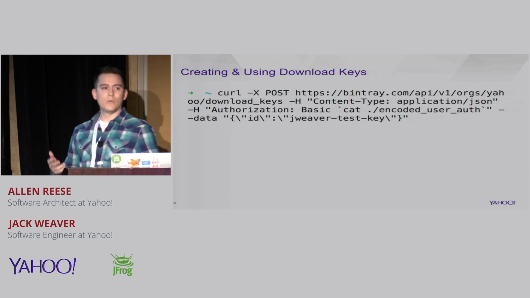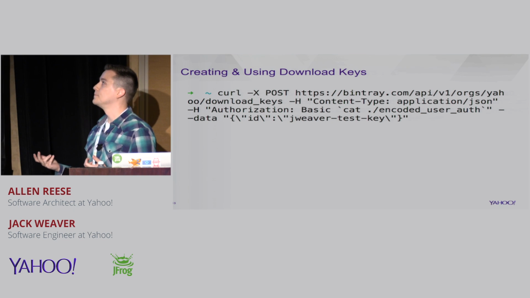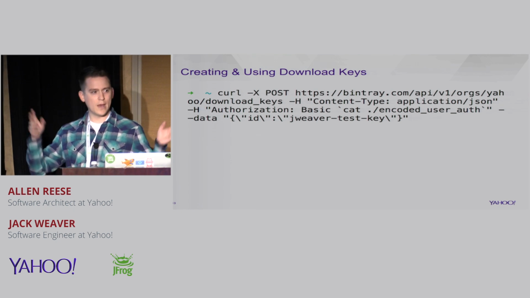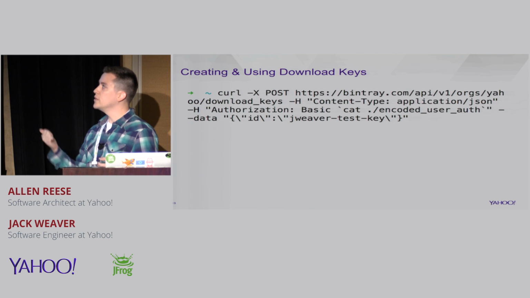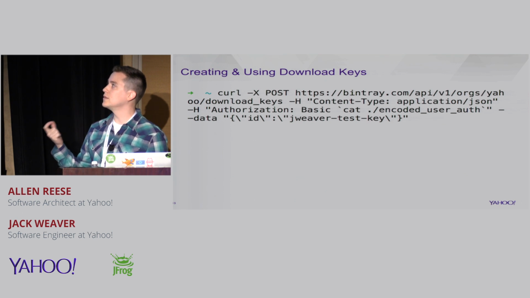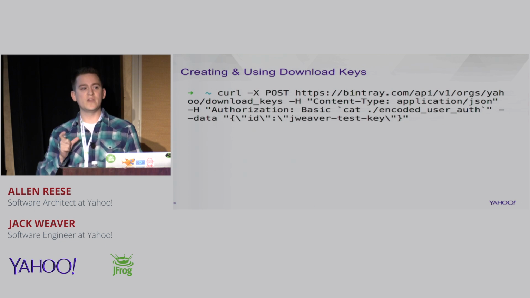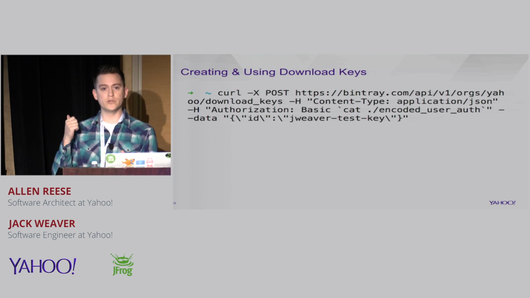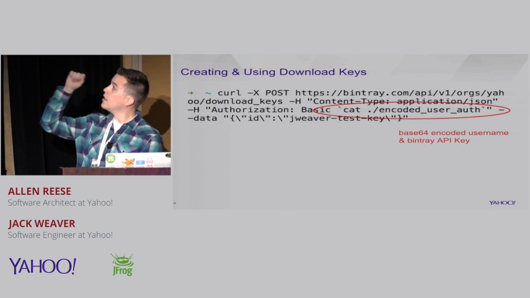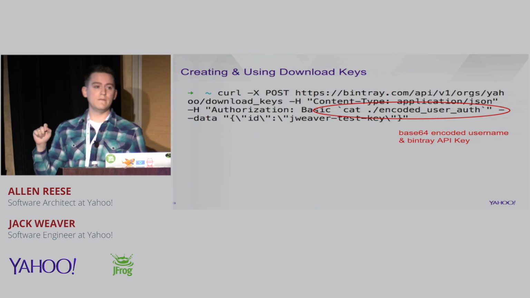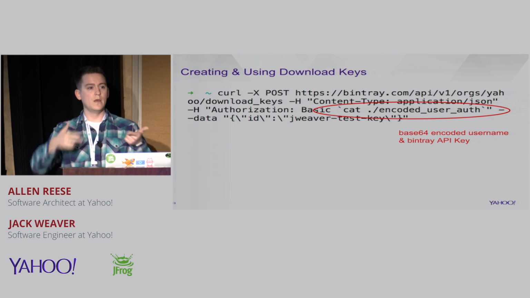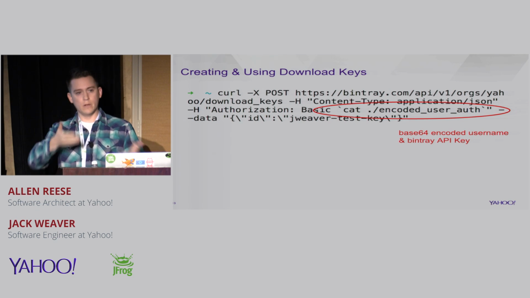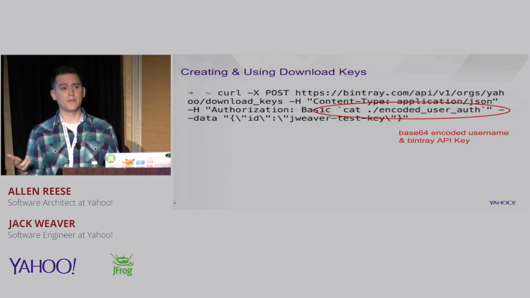So how do you go about doing this? For one, you want to create your key. Pretty simple. All this is documented in Bintray's docs. I'm not going to talk too much about the APIs, but I'll show you some examples. You create your download key with an easy POST call. You basically say, this is the name of my key. In addition, you have to authenticate yourself to Bintray. Right there is the base64 encoded username and API key of my account on Bintray. I'm an admin, and here I am authenticating. It's normal HTTP basic authentication. That's all it is.